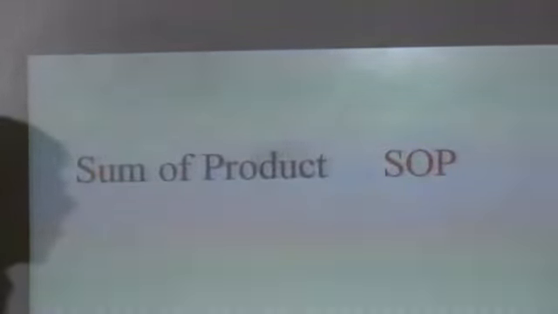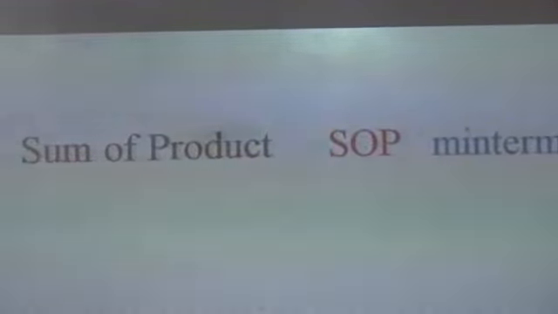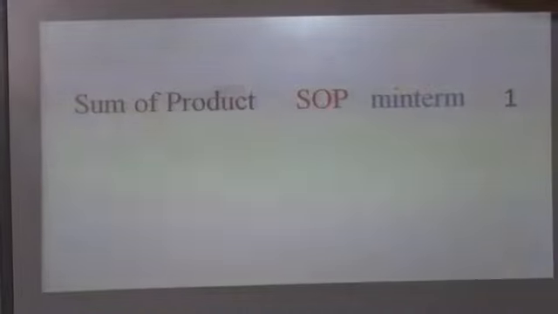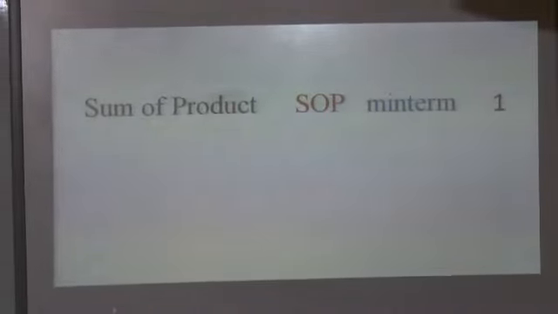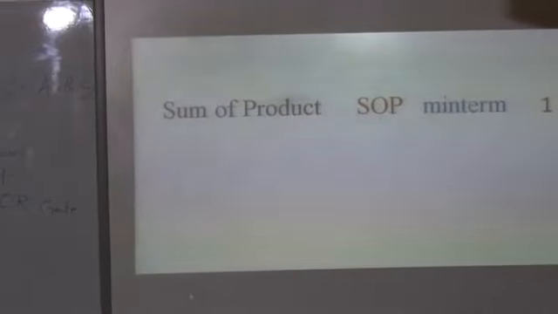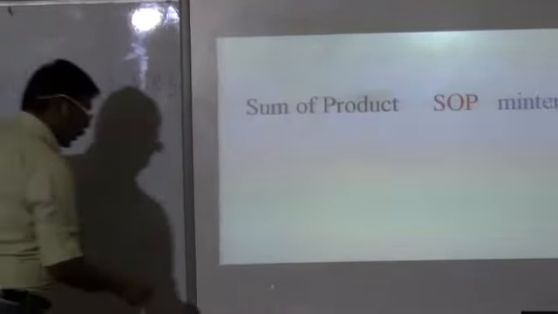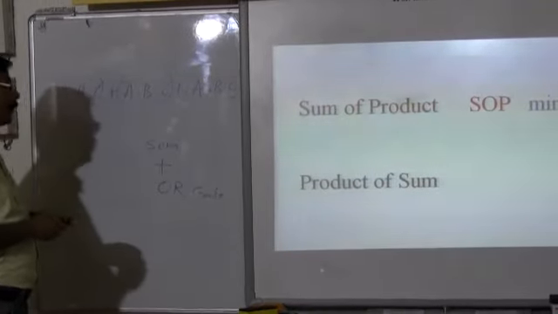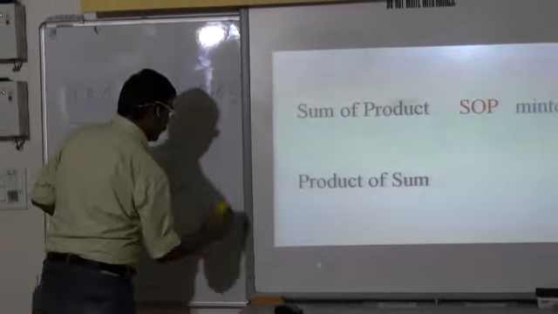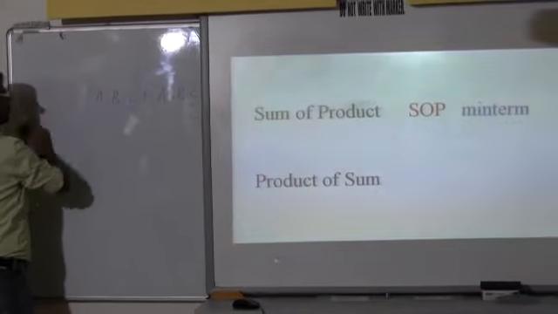This is also known as the minterm. In the truth table, it is represented by the value 1. Clear? Sum of the product, minterm, 1. Okay? Now we move to the next one. Product of sum. Again we come back to here.